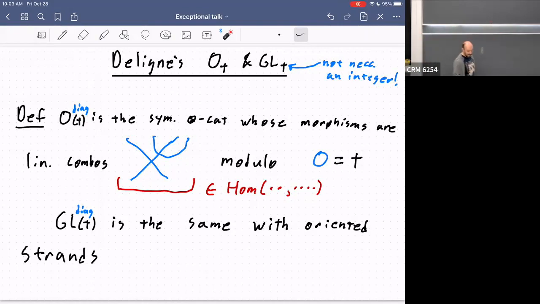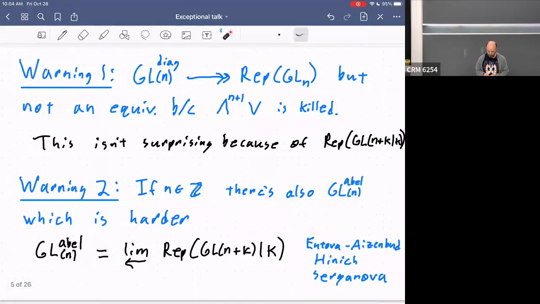So there will be some warnings on the next page. There are different things that people call OT. This is the diagram version as opposed to the abelian version. So that just says diagram. Okay, so two warnings. First, and you can tell that I wrote in the diagrams afterwards, which is why they don't fit nicely between the GL and the N.